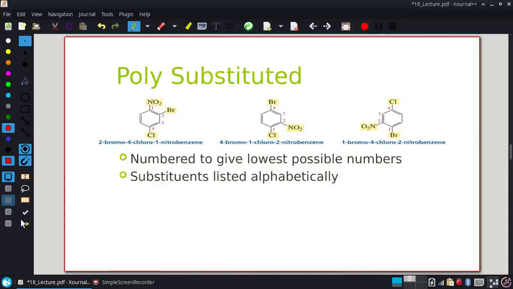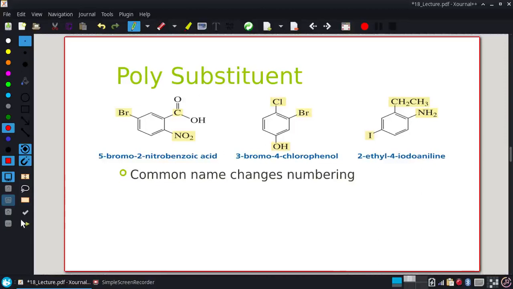Once we get up to poly, just follow the rules like our cyclohexane. Find the shortest path between the substituents, and then list them in alphabetical order. If one of those can give us a better common name, like this first one's going to give us benzoic acid, we're putting that at the number 1 position. Phenol, 1 position. Aniline, 1 position. And everything else is numbered based on that. Take the shortest possible route.